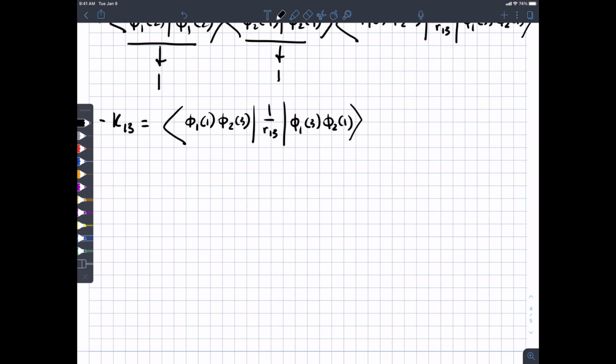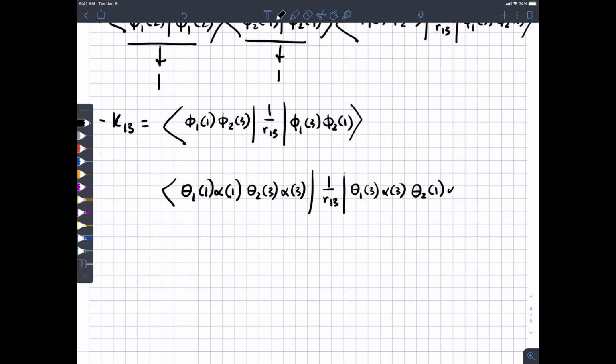Now, as we did before, let's split up our phi 1 and phi 2 wave functions into spin and spatial orbital components. In this case, phi 1 is spatial orbital 1 with electron 1 in it times alpha spin. And then phi 2 with electron 3 in it is spatial orbital 2 with electron 3 in it, and electron 3 has alpha spin. The operator will be 1 over the distance between electrons 1 and 3. And then on the right-hand side of our operator, we'll have spatial orbital 1 with electron 3 in it with alpha spin, and spatial orbital 2 with electron 1 in it also with alpha spin. Can you see what's going to happen here?